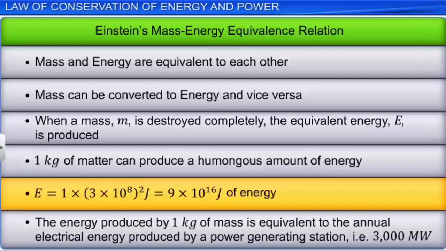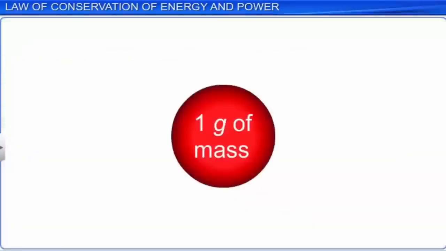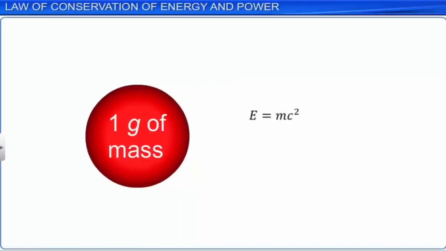The energy produced by 1 kilogram of mass is equivalent to the annual electrical energy produced by a power generating station, that is, 3000 megawatts. Now, if 1 gram of mass is completely destroyed, the energy produced is expressed as E = mc², that is, 0.001 × 9 × 10¹⁶, which is equal to 9 × 10¹³ joules.